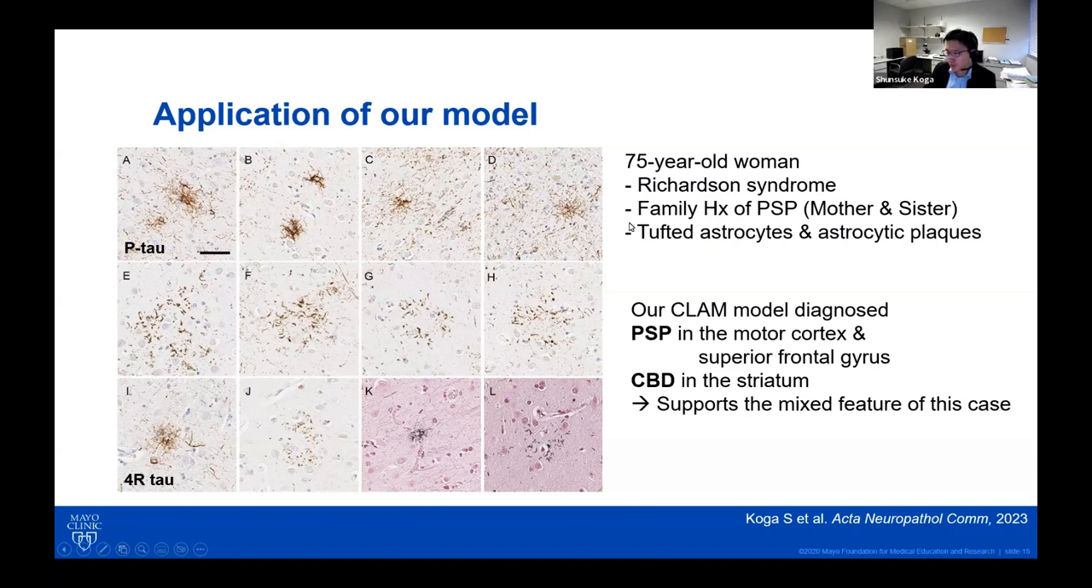And we were struggling with the diagnosis of this patient. So this is a 75-year-old woman with Richardson syndrome and a family history of PSP. And it shows tufted astrocytes and astrocytic plaques in one brain. And we used our CLAM model. And this model diagnosed PSP in sections A and B, so motor cortex and superior frontal gyrus. And in section C, it's CBD. So the diagnosis depended on the brain region. And actually, this supports our idea of pathological diagnosis, that this patient has a mixed feature of PSP and CBD.